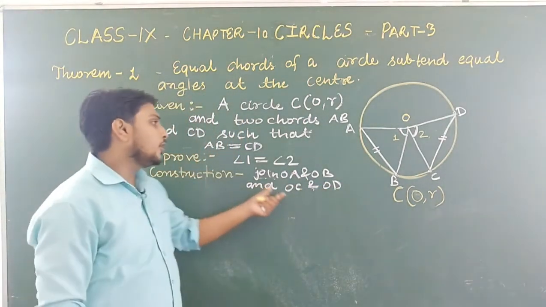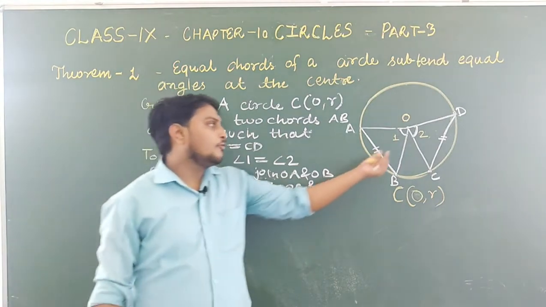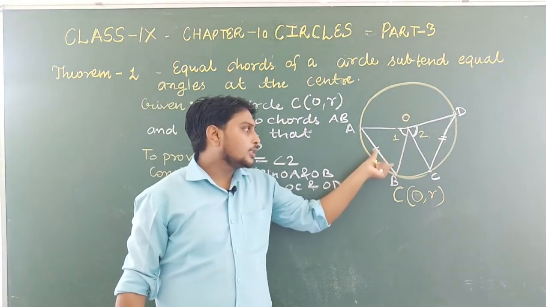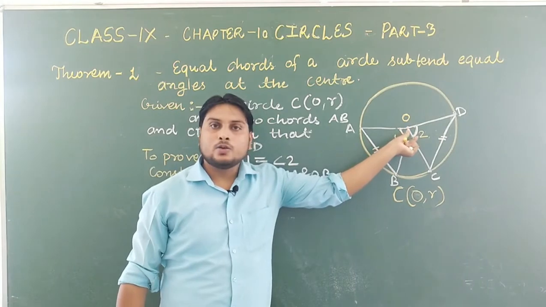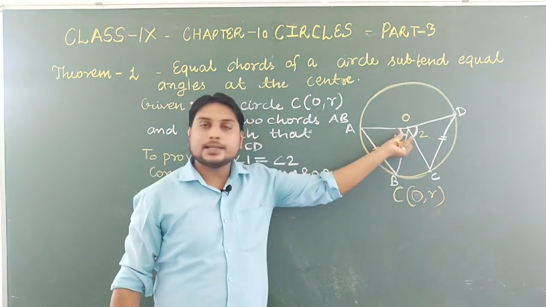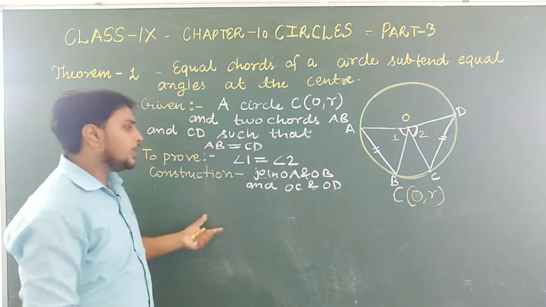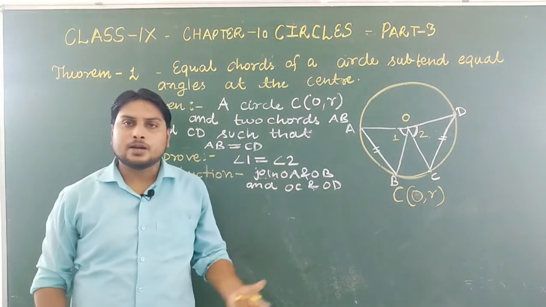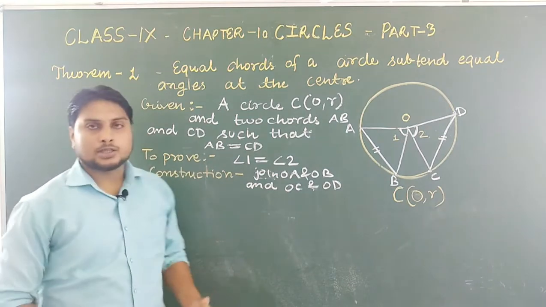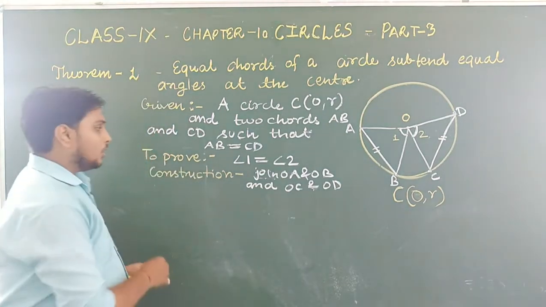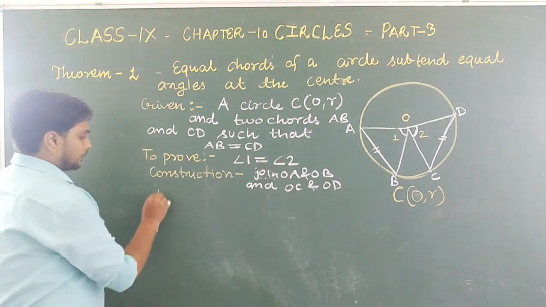Here you can leave the construction, because the angle is formed only when these bounding radii are there. Two radii are there, so it is not necessary to write the construction part here. But if you have written it, then it is good. Now let us see the proof part.